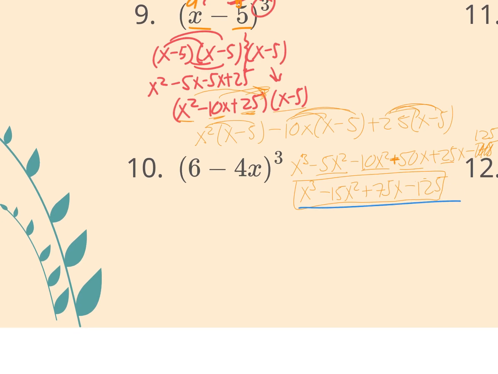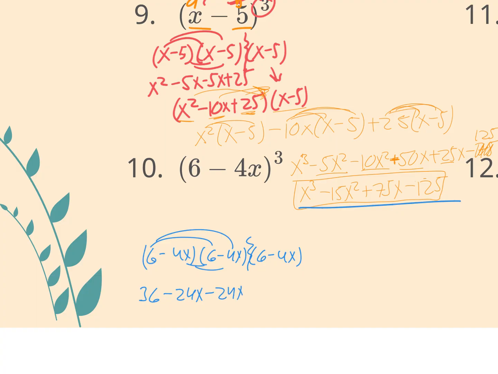Number 10 is 6 minus 4x to the third. So it's going to be 6 minus 4x, 6 minus 4x, 6 minus 4x. And then I want to FOIL. I'm going to just do the first two for now. So 6 times 6 is 36. 6 times negative 4 is negative 24x. Negative 4x times 6 is negative 24x. And negative 4x times negative 4x is 16x squared. All right, and then combining like terms, I get 36 minus 48x plus 16x squared, and then I can bring down that last binomial.